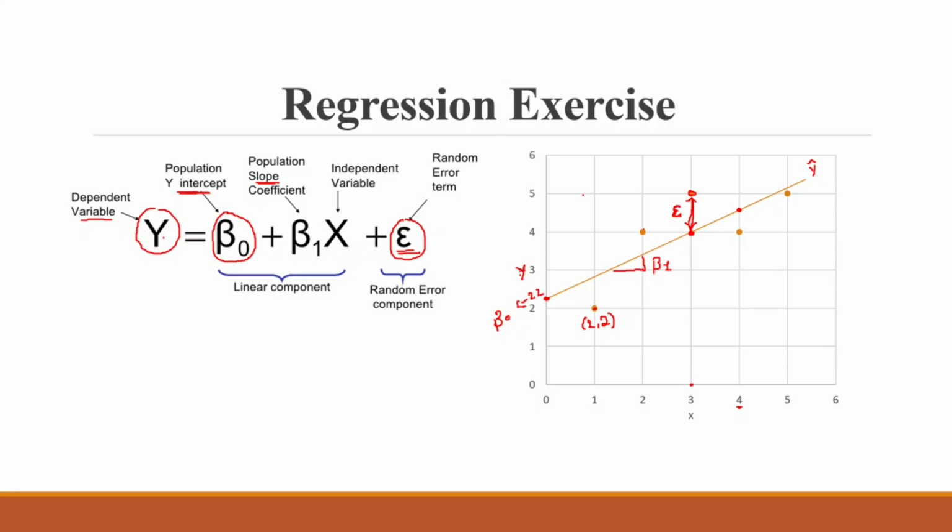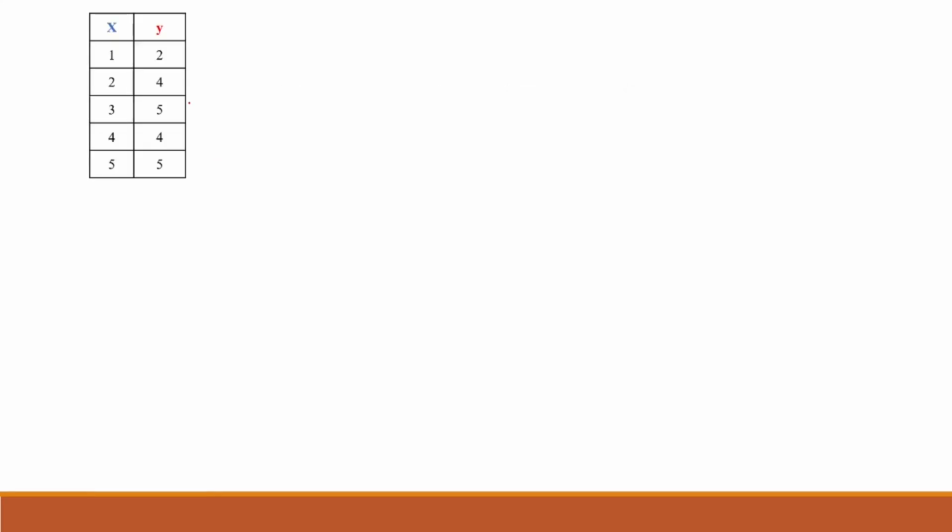Let us solve a few problems. As an exercise, I have a very simple problem. We'll solve this first, then we'll go into the problem in the prescribed textbook. Here I have x and y. These are the values of an independent variable using which I should be able to predict the dependent variable y. I have 1, 2, 3, 4, 5, and these are the actual values of the dependent variable based on the independent variable.